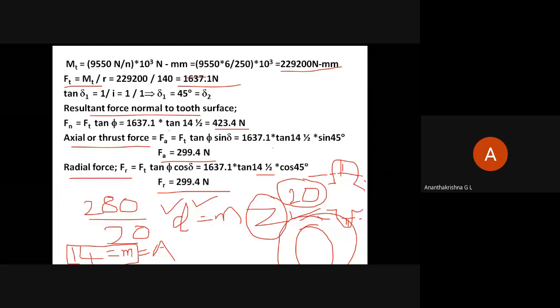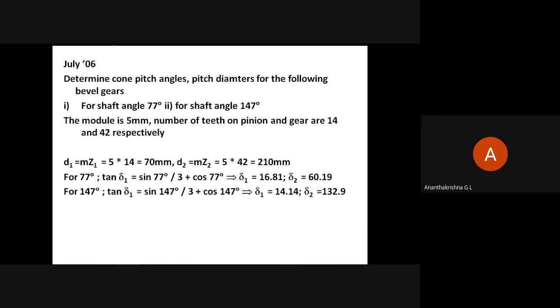Is that okay? Others, have you got it? Yes, sir. Okay, so take the next problem. This is a smaller problem again. This was asked for only 6 marks. Please note down this problem.